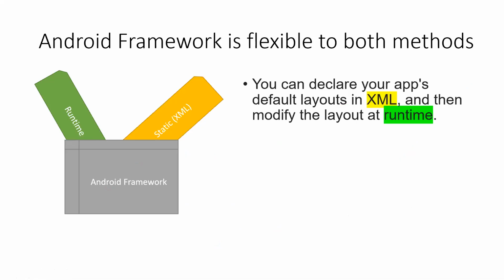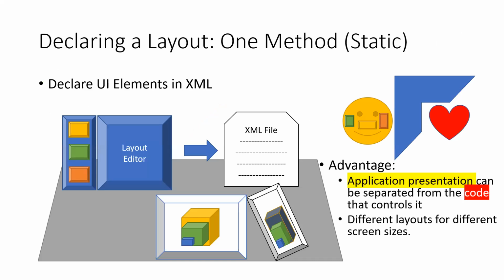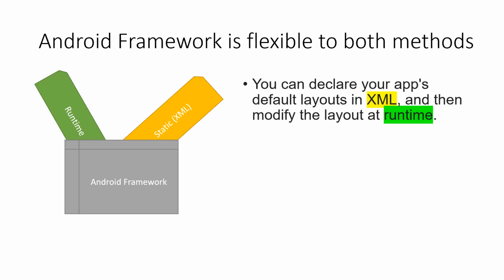Fine. And the Android framework is flexible for both methods. You can have a runtime method as well as a static XML method. For example, you can declare your app's default layouts in an XML file, and then modify them at runtime. Let's say you define it at static time using the layout editor or an XML file, create it at a static point of time in the XML, and later on, if you want to modify, use the runtime method. So the Android framework is flexible enough to provide you both methods.